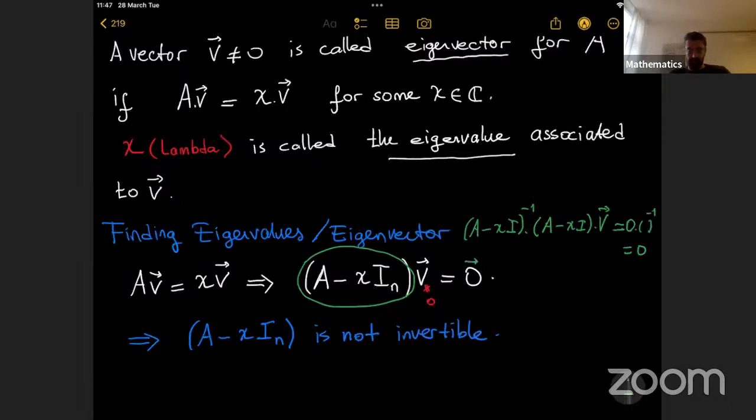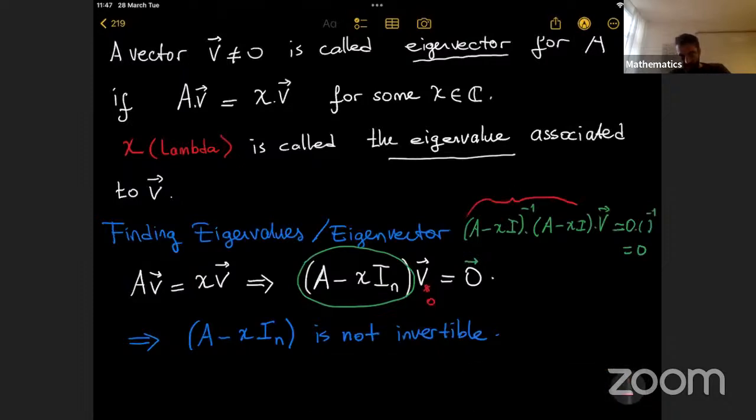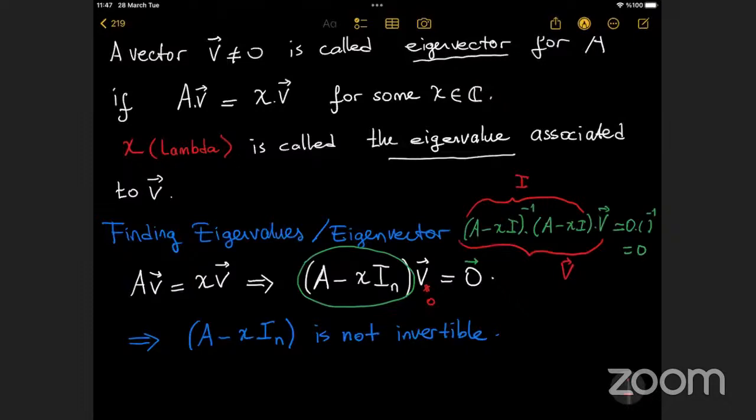Okay. Zero vector. But on this side, you multiply a matrix with its inverse, so it is identity. Identity times V is V. So what you get is basically V is equal to zero. But we know that V is non-zero. That means the inverse doesn't exist, okay? Yes, thank you. Good.